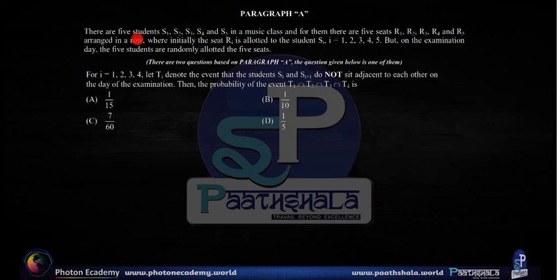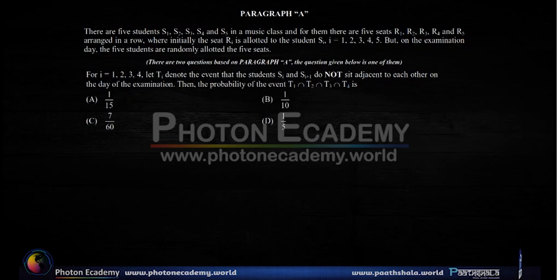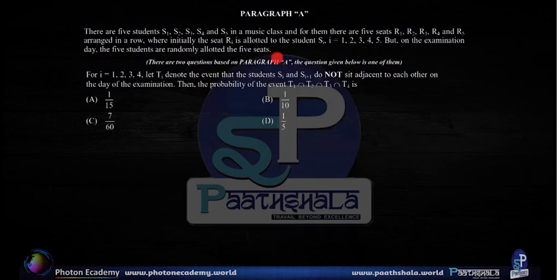There are 5 students S1, S2, S3, S4 and S5 in a music class, and for them there are 5 seats R1, R2, R3, R4 and R5 arranged in a row. Initially the seat Ri is allotted to the student Si, where i is from 1 to 5, but on the examination day, the 5 students are randomly allotted seats.